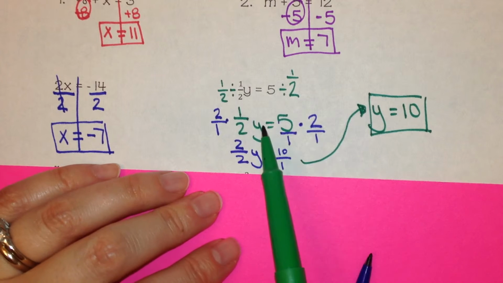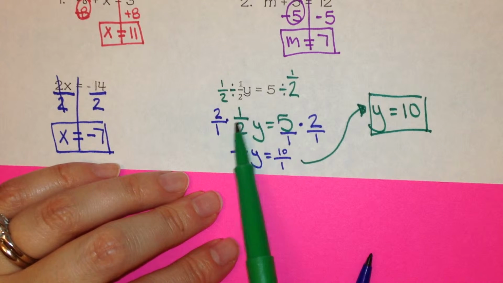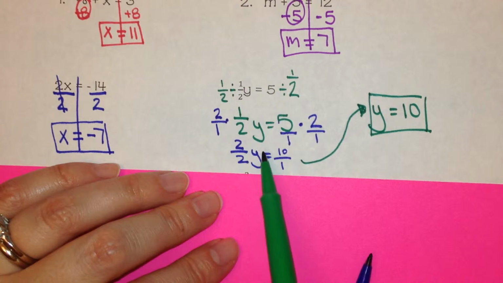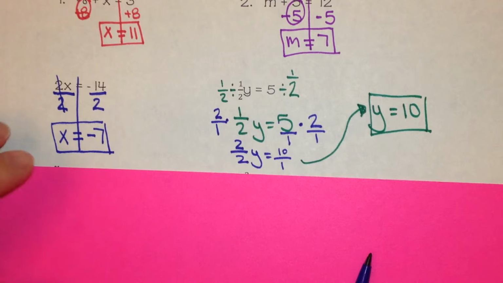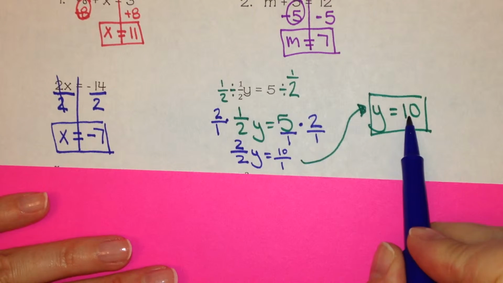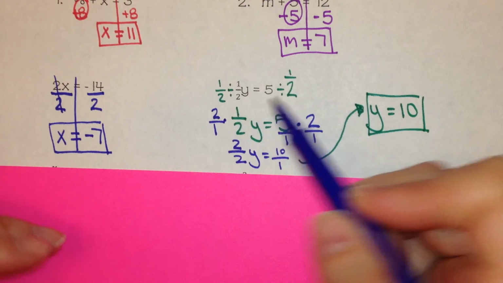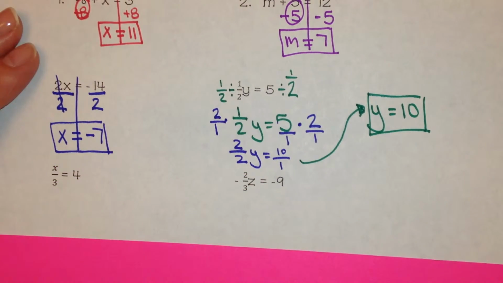So all I have to do when my variable is multiplied by a fraction is to multiply both sides by the reciprocal. It will reduce it to 1, so we're left with our 1y. Okay, and you can always plug it back in, double check. We know y is 10. 1/2 times 10 is 5. Well, it does equal 5, so we got it correct.